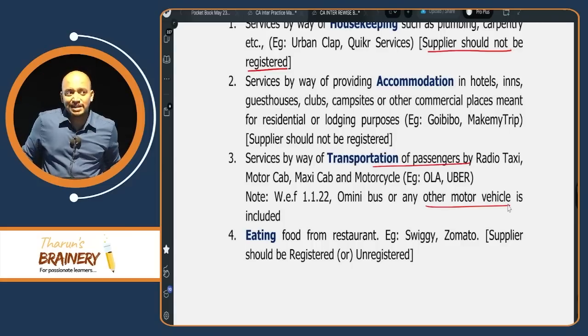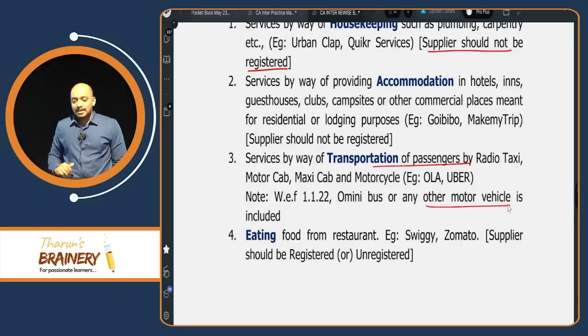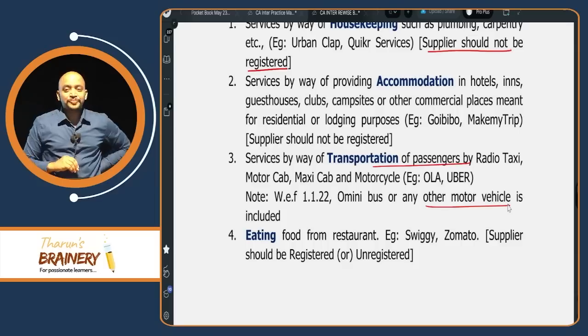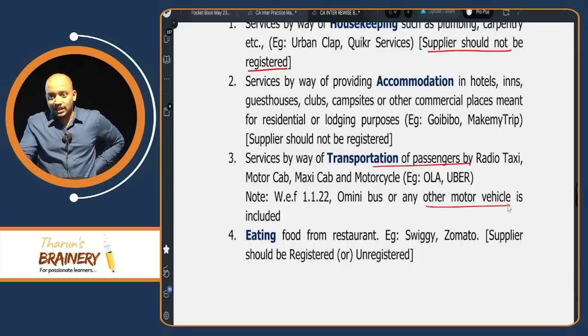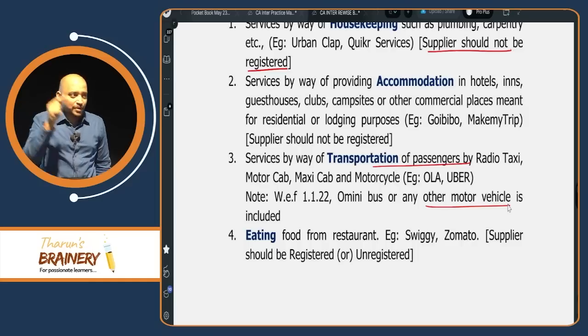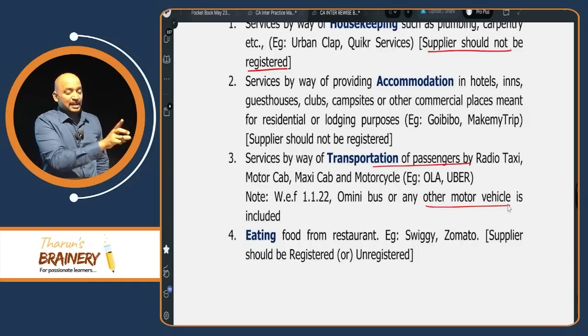Always, liability to pay GST is on the e-commerce operator. Now concentrate. There is one hotel, Hotel Buhari, like that one hotel is there. You go to that hotel and eat food there, and they will collect GST from you and only pay GST to the government. This is a direct supply.